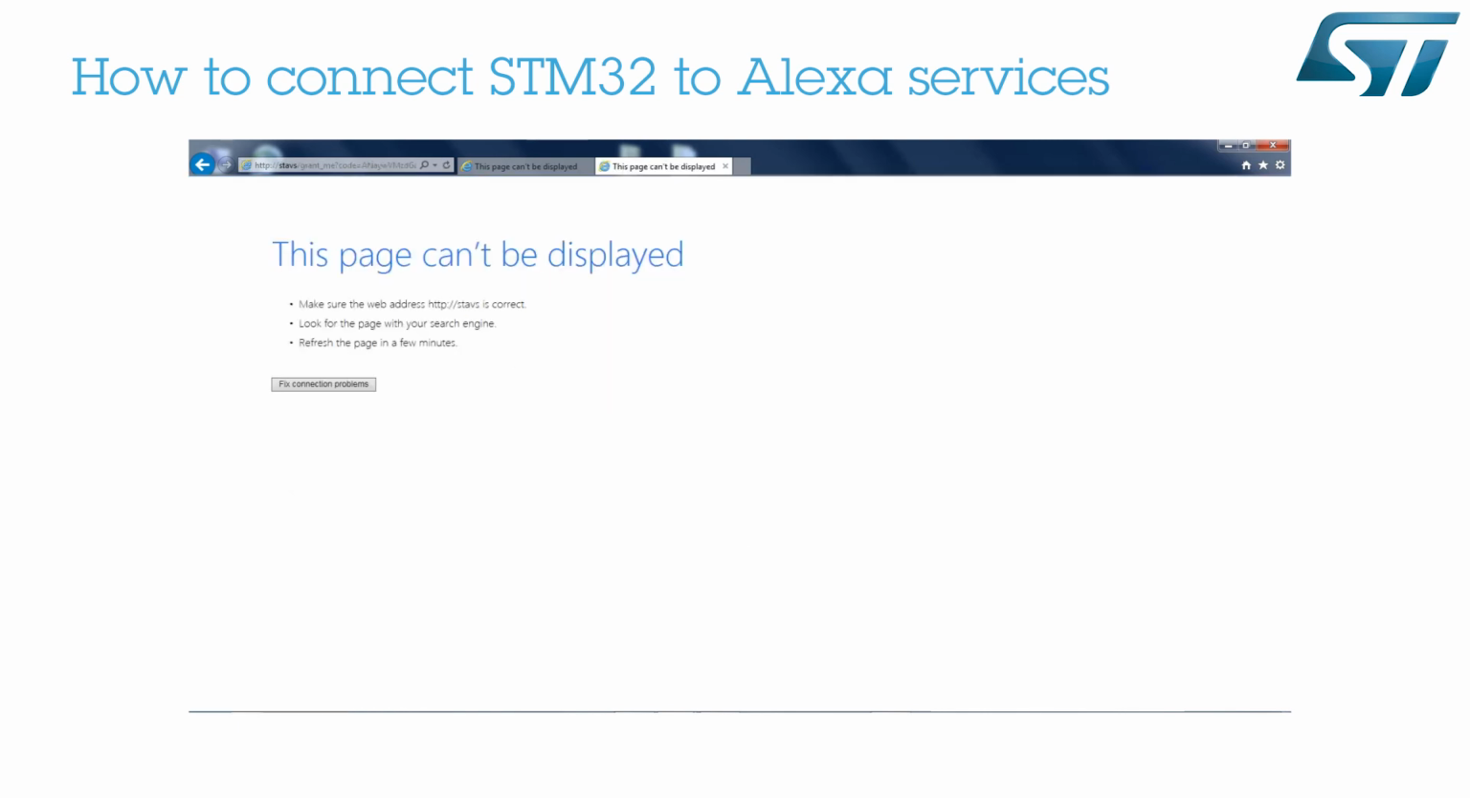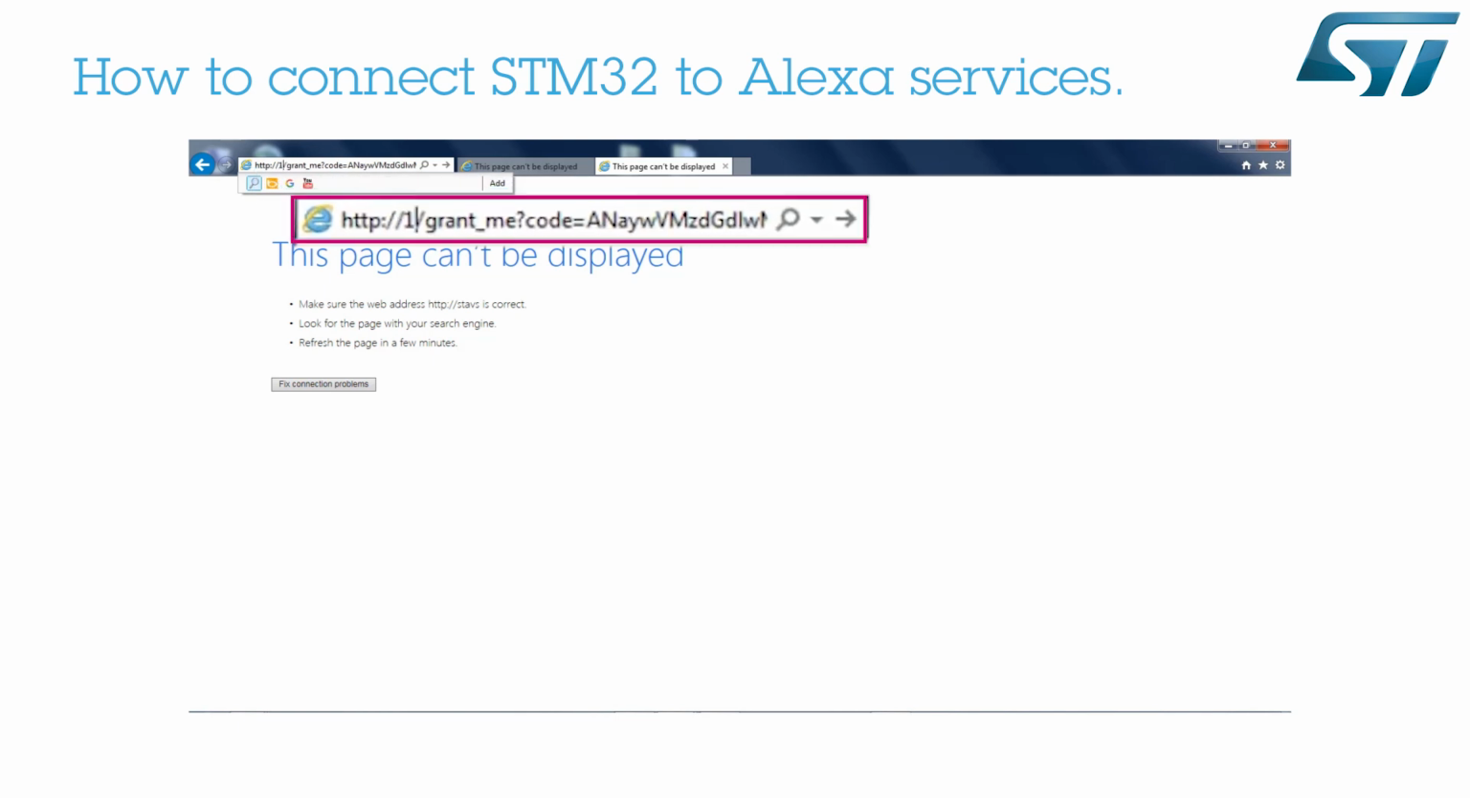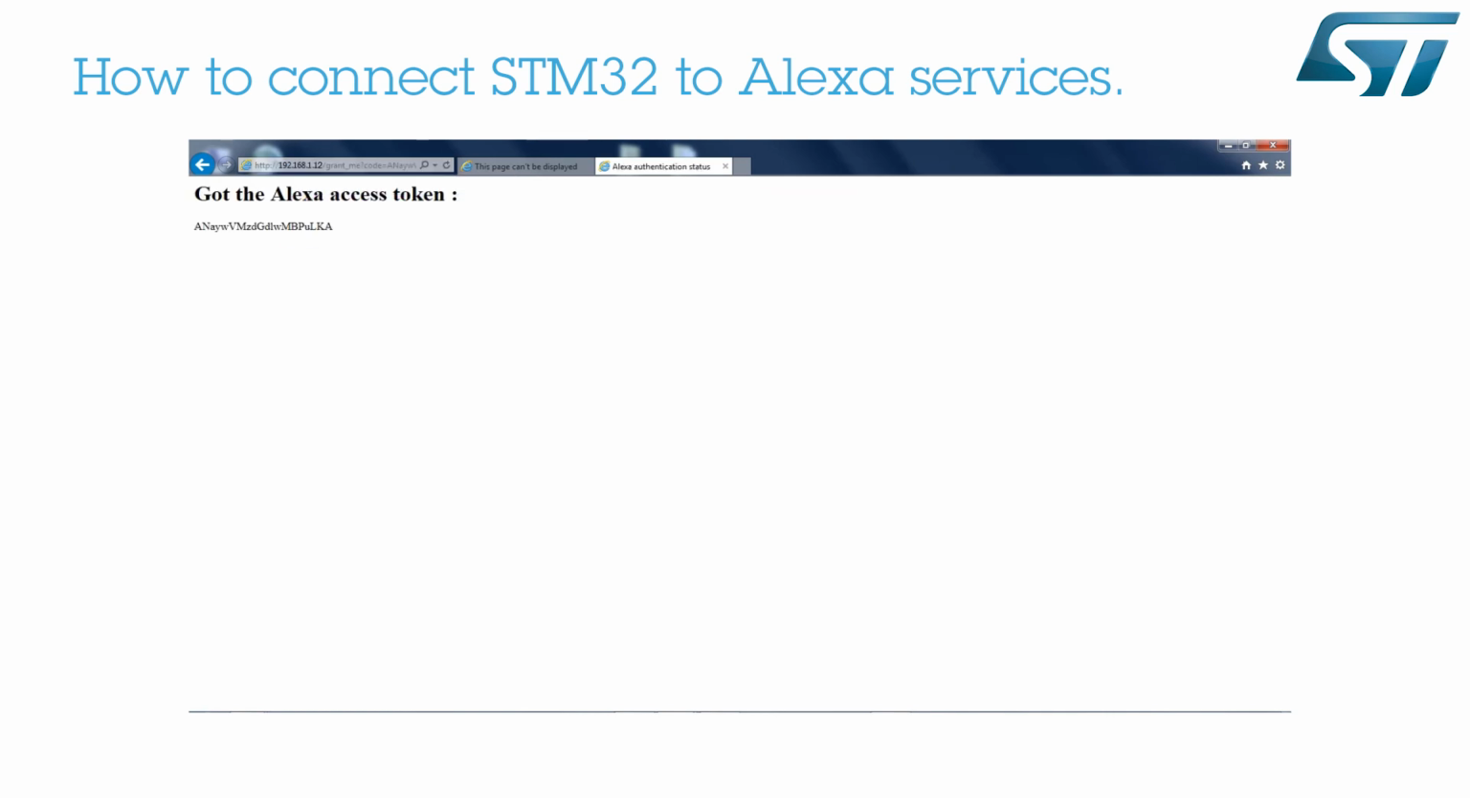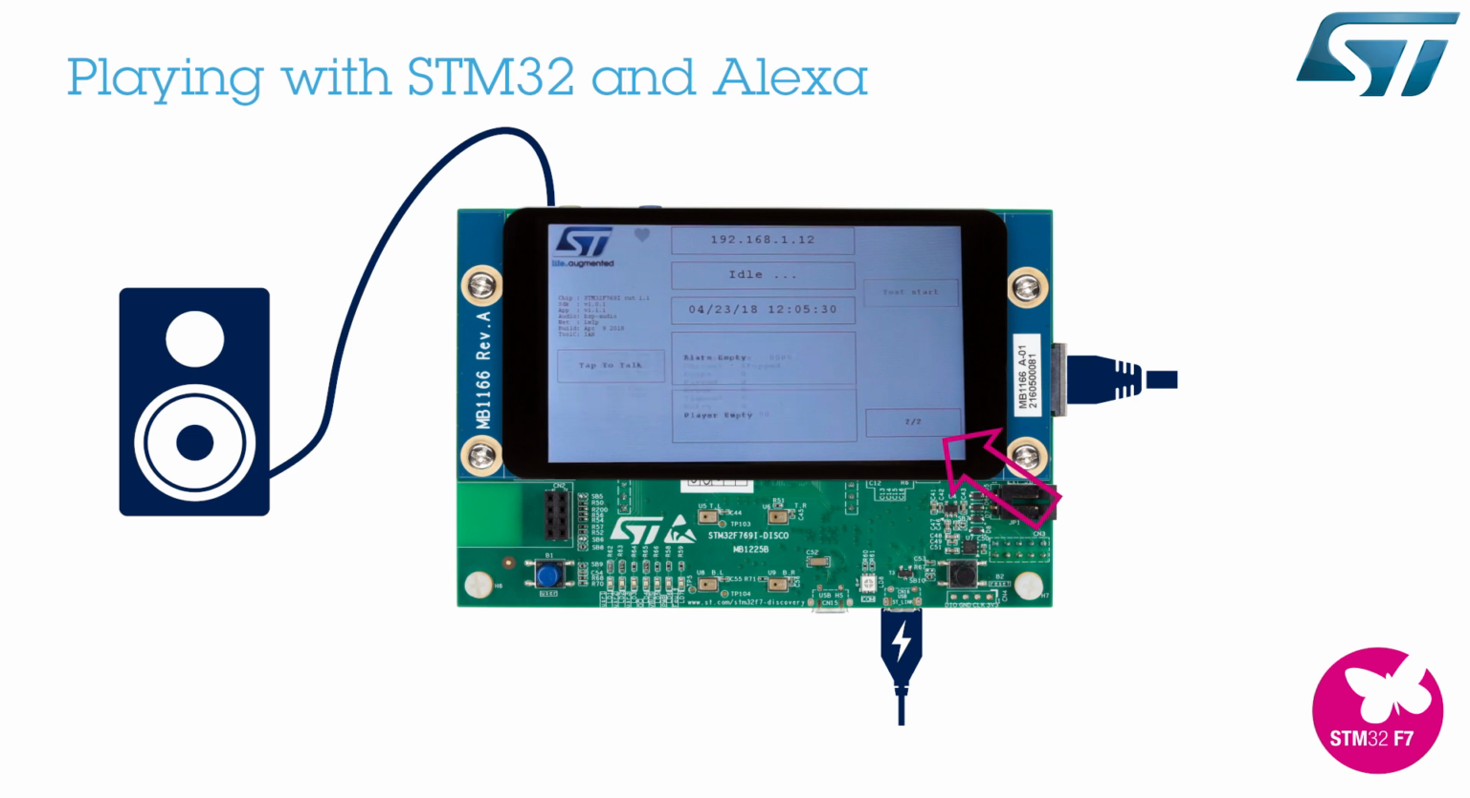It is important to note that in the address bar, STVS4A should be replaced by the IP address. And now, you are ready to speak to Alexa. Press the button to go to page 1. Press the User button and start to speak.